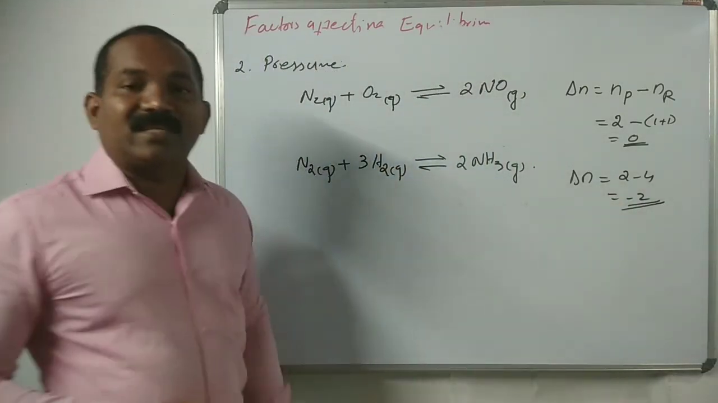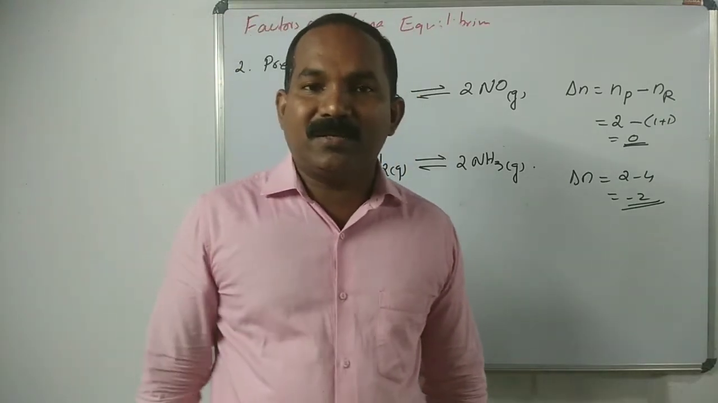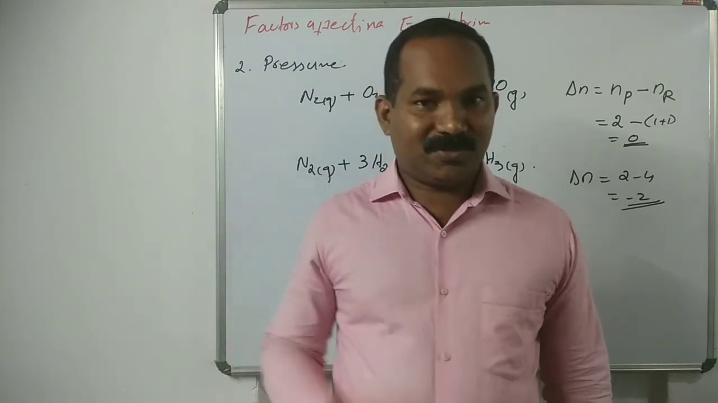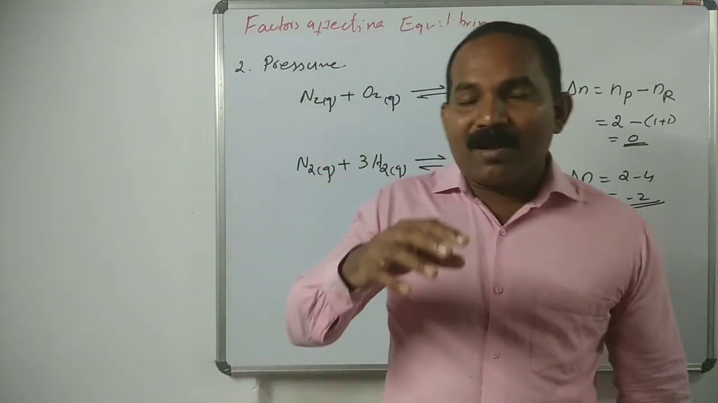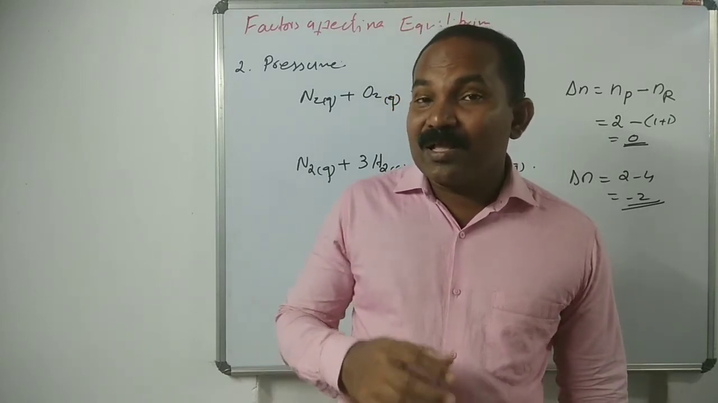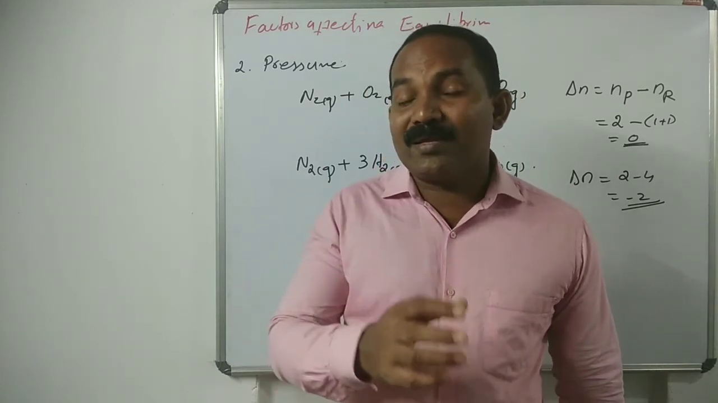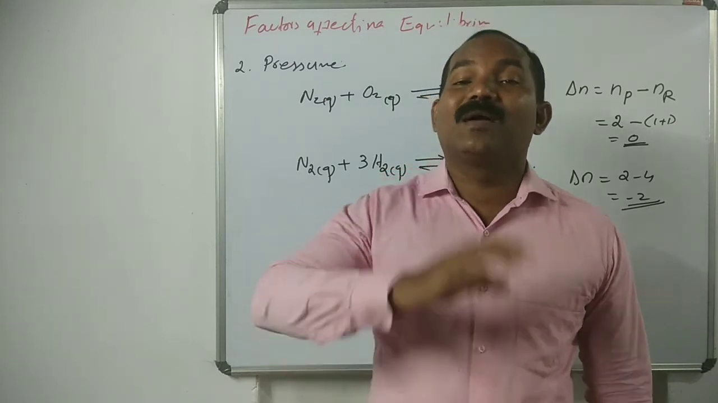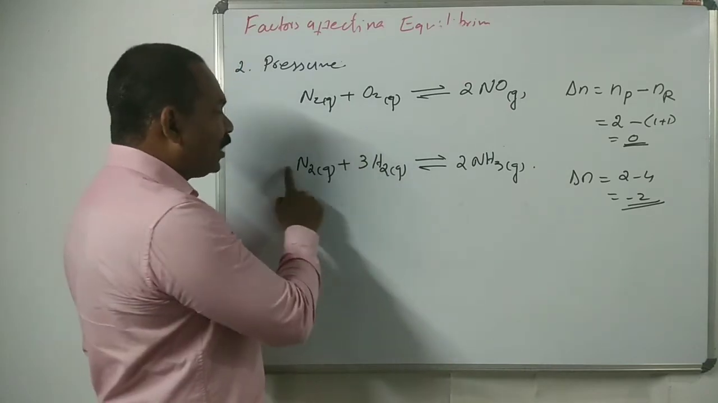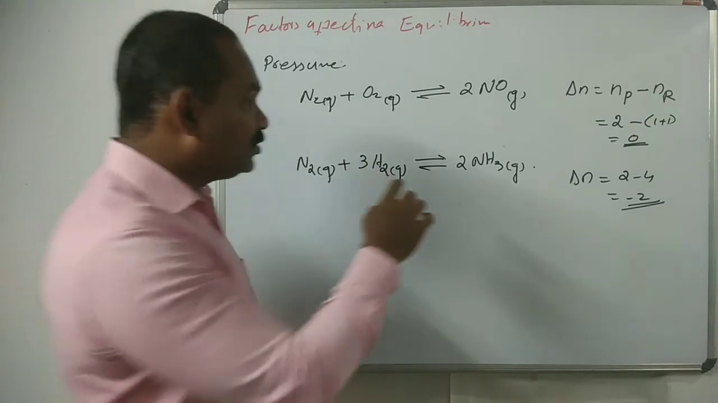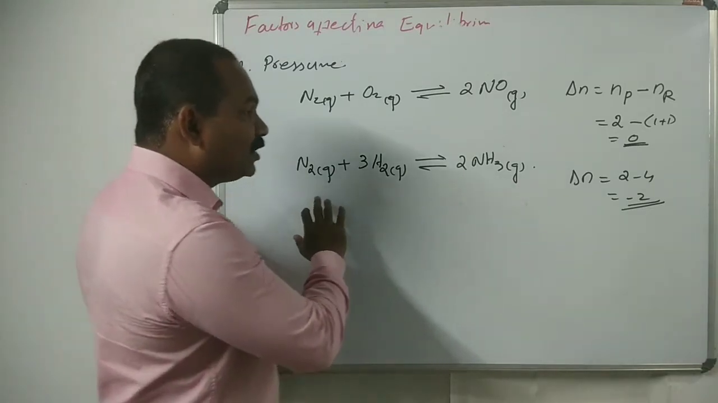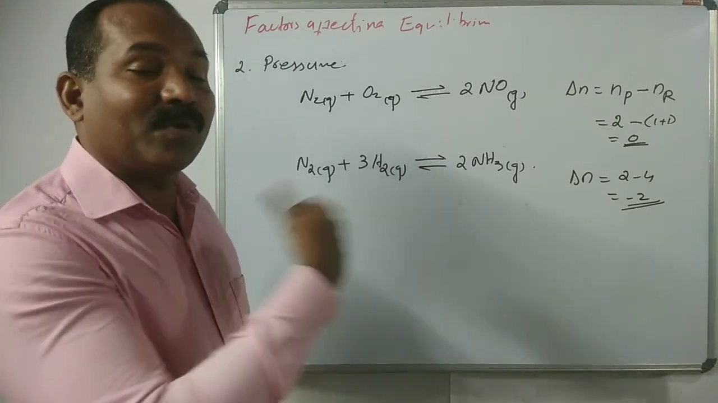So in such a case, if we increase the pressure, the equilibrium is shifted in the direction of the decrease in the number of moles. Once again, please listen. When the number of moles of reactants and products are different, on increasing the pressure, the equilibrium is shifted to where the number of moles of gaseous substance decreases. Here, the number of moles of gaseous substance is less on the product side. On the reactant side, 1 plus 3, 4 moles. On the product side, 2 moles. So when we increase the pressure, the equilibrium is shifted to the right side, the product side.